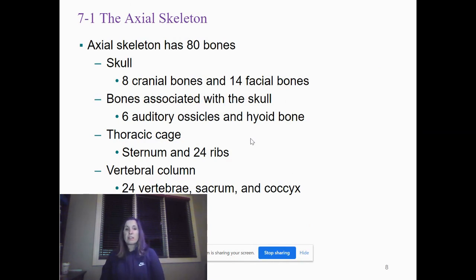All right, the axial skeleton has 80 bones. In the skull, there are 8 cranial bones and 14 facial bones. The bones in the skull also include 6 auditory ossicles used for hearing, and the hyoid bone. The thoracic cage has the sternum and 24 ribs, and the vertebral column has 24 vertebrae, the sacrum, and the coccyx.